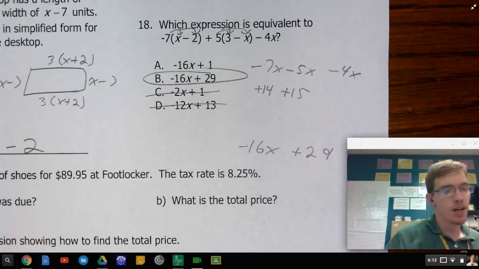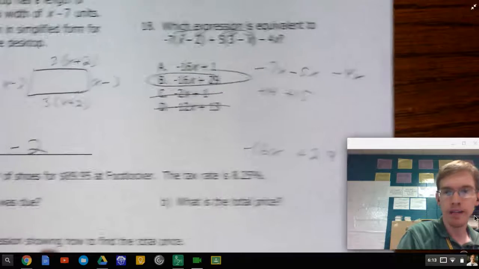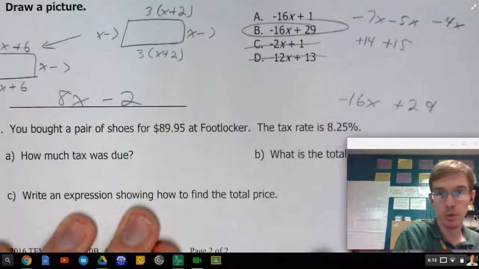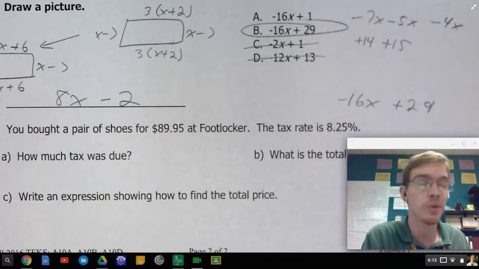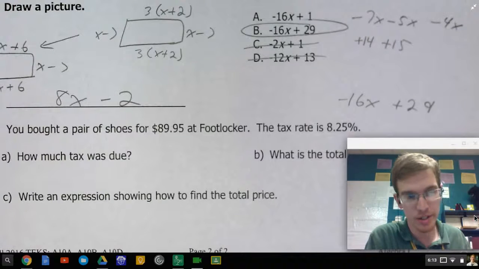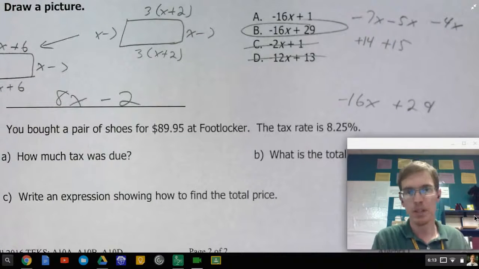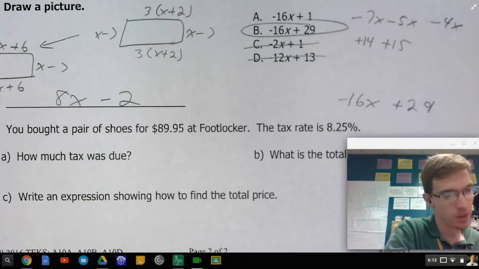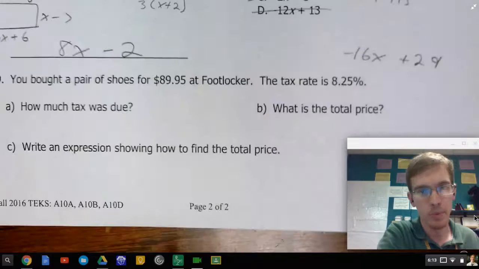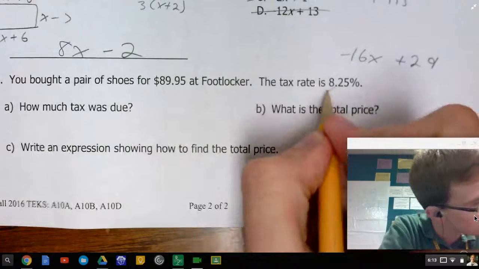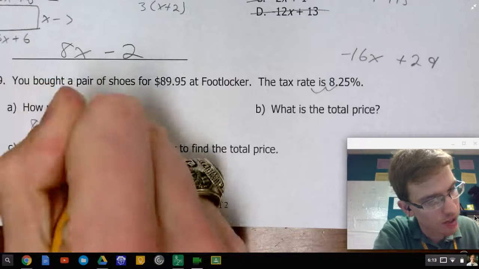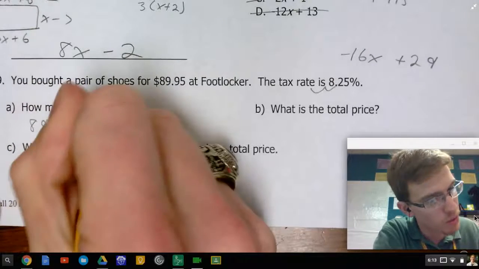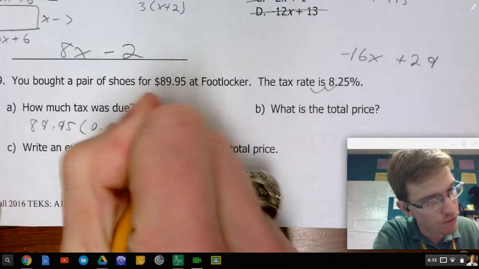Okay. All right, last problem. You bought a pair of shoes for $89.95 at Foot Locker. The tax rate is 8.25%, which in fact in Texas almost always is, depending on which city you go to. How much tax is due? So we need to turn this into a decimal, and we will take $89.95 times 0.0825.